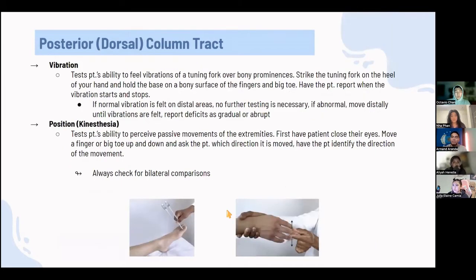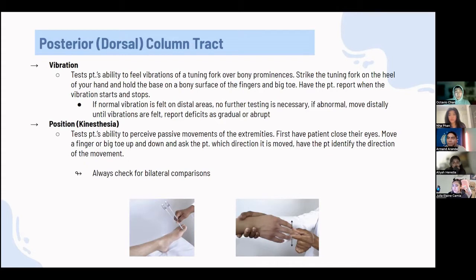felt properly. And finally, for the posterior or dorsal column tract, you want to test for vibration and position or kinesthesia. For vibration, you want to test the patient's ability to feel vibrations using a tuning fork over bony prominences. So you'd strike the tuning fork on the heel of your hand and hold it over a bony surface of the fingers and the big toe and have the patient report when the vibration starts and stops.